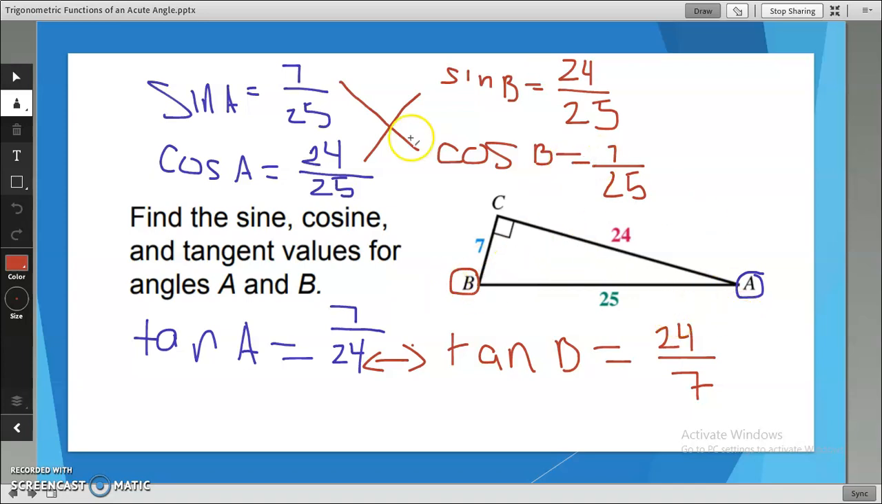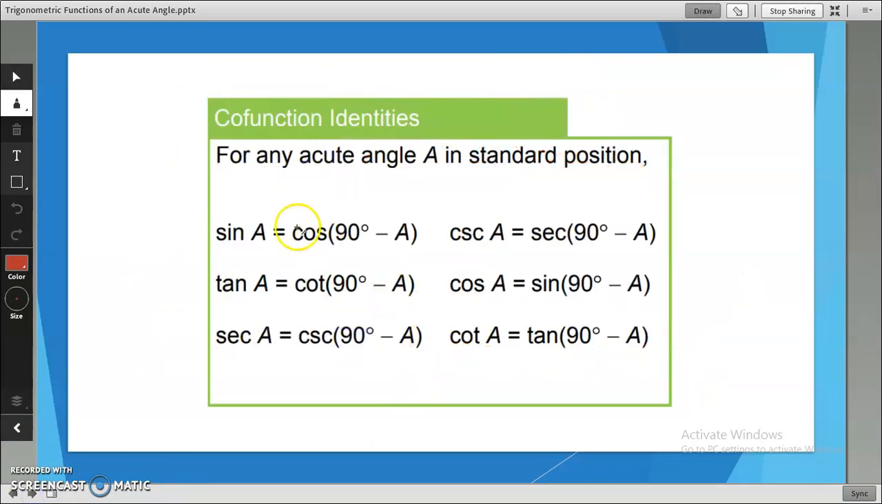So the complements, sine and cosine of each other, are equal. And as you can see here, sine and cosine are equal. Tangent and cotangent are equal. And then, of course, the reciprocals are equal to each other. So if sine and cosine are equal, then cosecant and secant are equal.